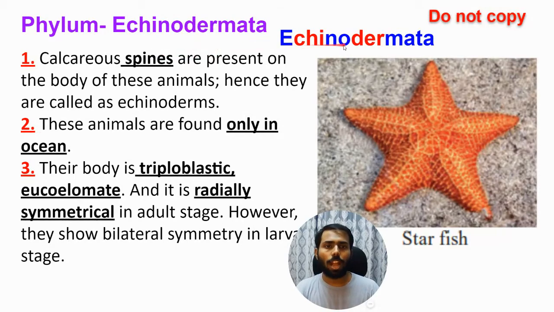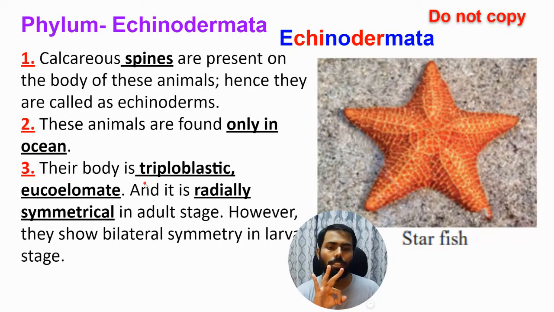Okay, so echino means spikes, or here they've used the word spines, or in Hindi you can call it काटे. Okay, echino means काटे and dermata means skin. तो इकाइनोडर्मेटा का मतलब क्या होगा, जिसके स्किन पे कांटे होंगे. ओके, एंड कांटे को यहाँ पे स्पाइन्स बोले हैं. And how are these spines? These spines are calcareous. Okay, calcareous means it is made up of calcium carbonate. So calcium carbonate से बने हुए spines will be present on the body of these animals. Hence they are called echinodermata, or echinoderms. These animals are found only in ocean. सिर्फ ocean में तुम्हें ये echinodermata के animals मिलेंगे.